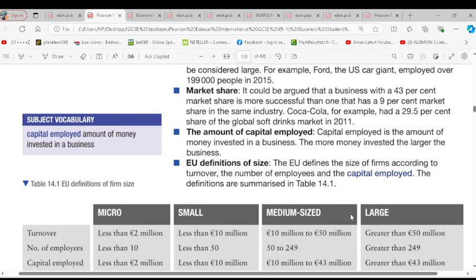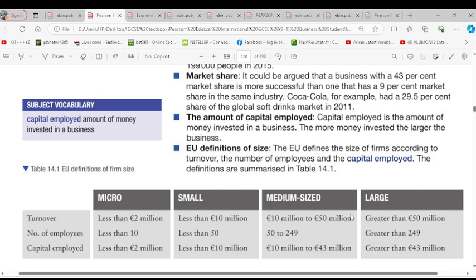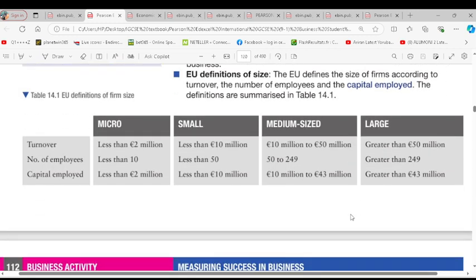That's the point there. The EU definition of size. The EU defines the size of a firm according to turnover, the number of employees and capital employed. So according to the European Union, they measure the size of a business based on certain criteria. Micro businesses have less than 2 million. As been said here, a small business should have less than 10 million in turnover, the medium size from 10 million to 50 million, and the large businesses like the multinationals or the PLCs should have more than 50 million as turnover within a year.